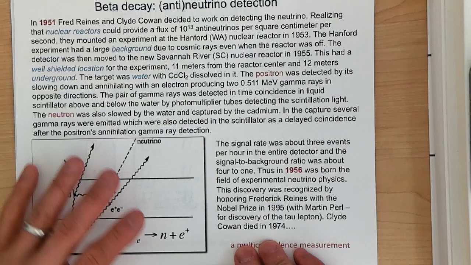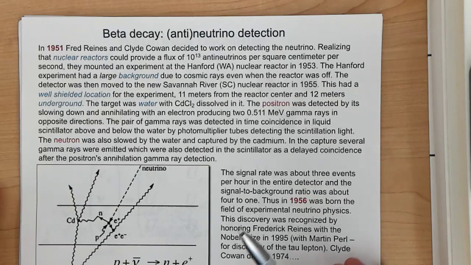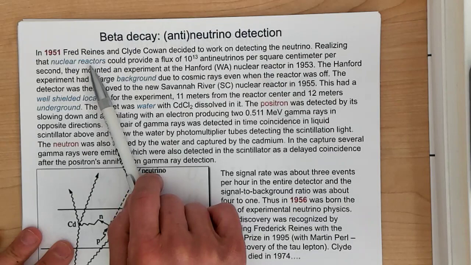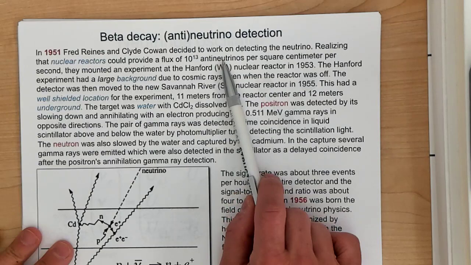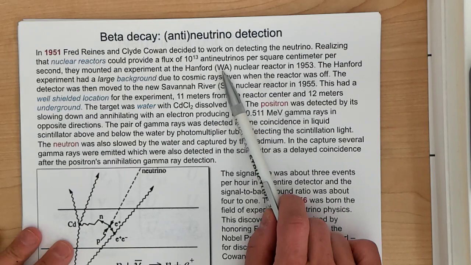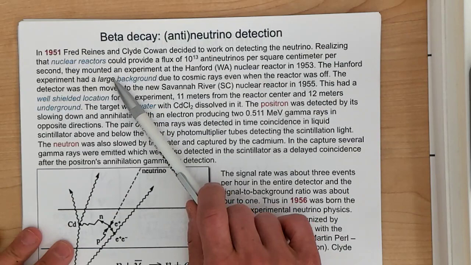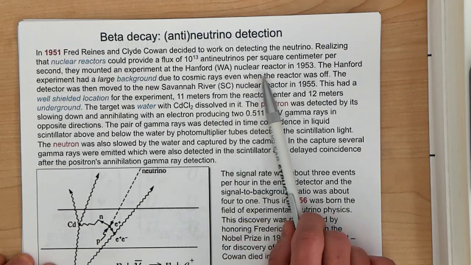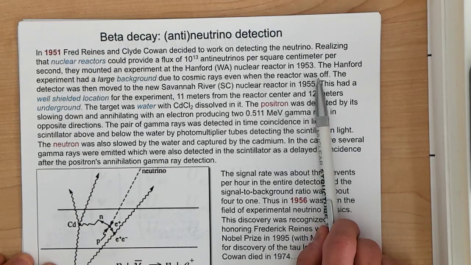However, you can still see these interactions if you have a huge flux of neutrinos coming out. So Fred Reines and Clyde Cowan in 1951 set about to try to detect the neutrinos. They realized that a nuclear reactor has a flux on the order of about 10¹³ anti-electron neutrinos per square centimeter per second. And so they started trying to look at this at the Hanford nuclear reactor in the state of Washington, in 1953. However, they found that they weren't doing too well, because there was a large background coming from cosmic rays, showers of charged particles coming down and hitting the atmosphere, which made cascades of particles that would be seen by their detectors even when the reactor was turned off.